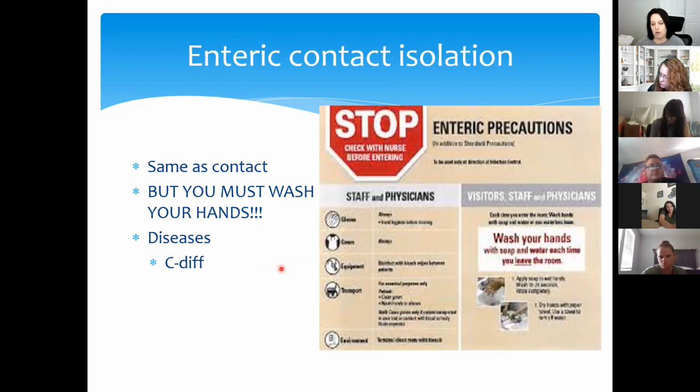But alcohol does not kill the spores. You have to use soap and water. That soap is going to emulsify the cell wall and kill the bacteria. So you still need a gown and gloves, but you would use soap and water to wash your hands.